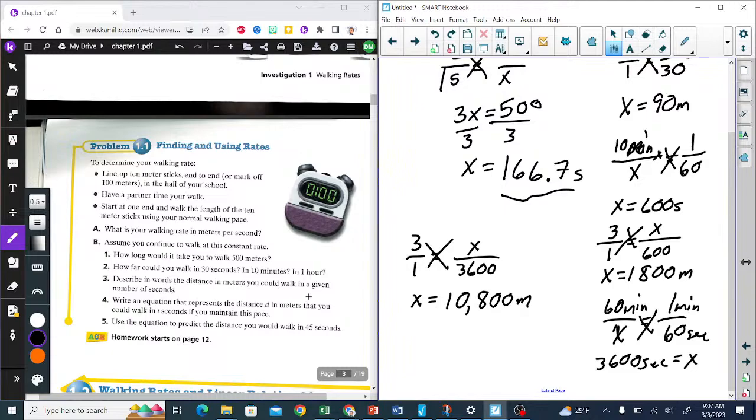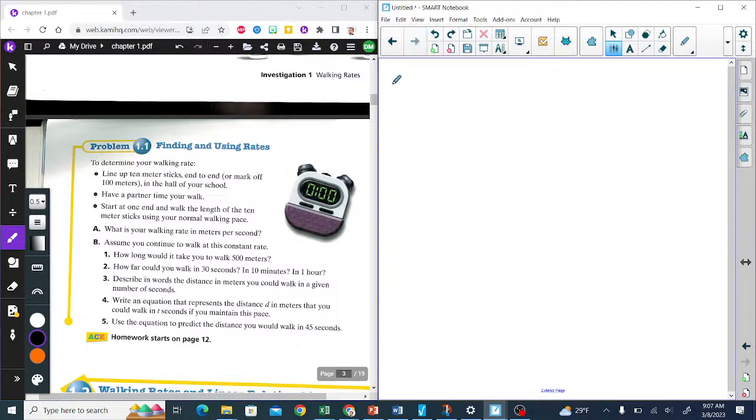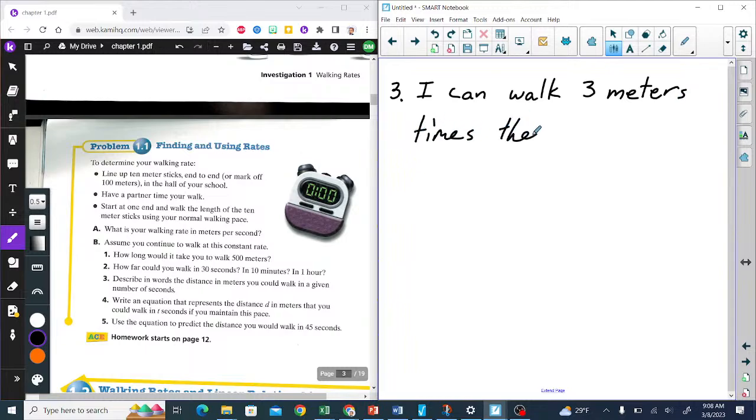Describe in words the distance in meters you could walk in any given number of seconds. All right, so this is one of those things that we're not used to. But what we would say is, I can walk 3 meters times the number of seconds.